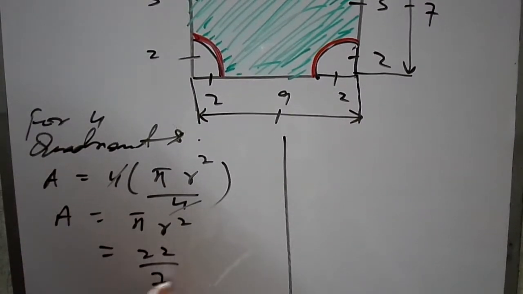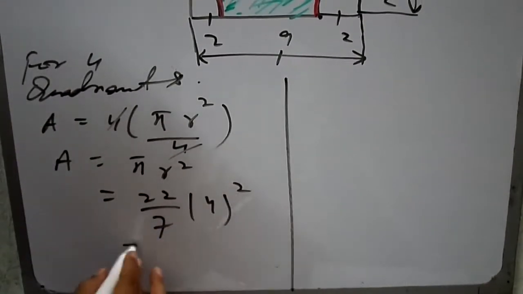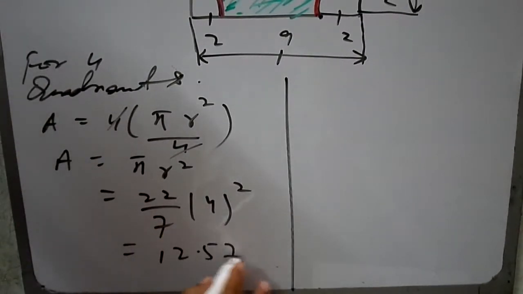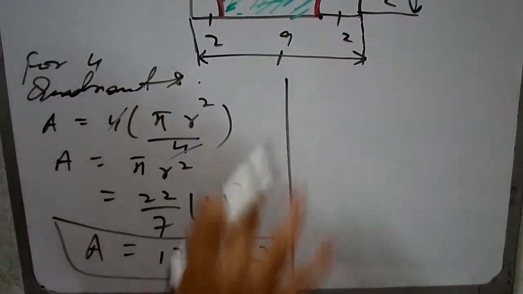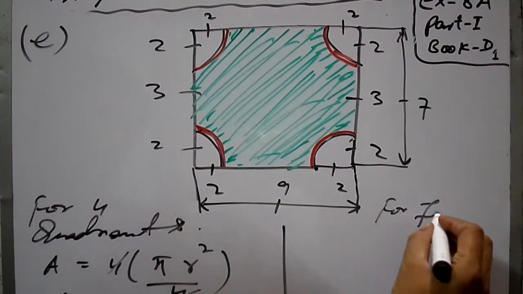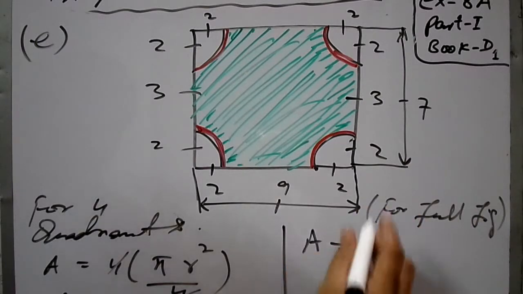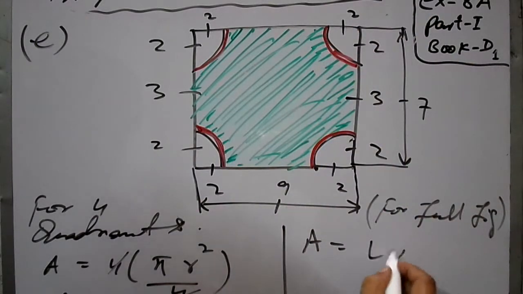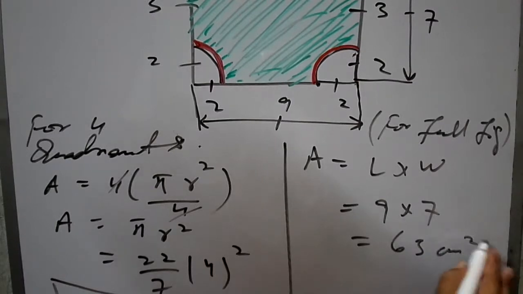So putting the values, you can easily calculate. So 12.57 centimeter square, that is your area. Similarly, for the full figure it is very easy. For the full figure, you only multiply length into width. Length is 9, width is 7, so you will get 63 centimeters square. So that is your area for the full figure.